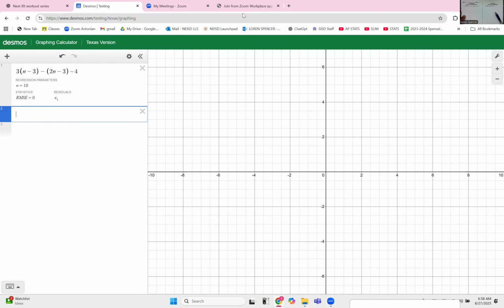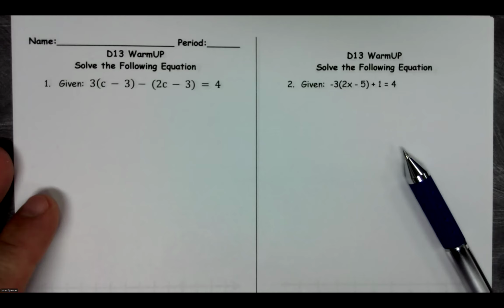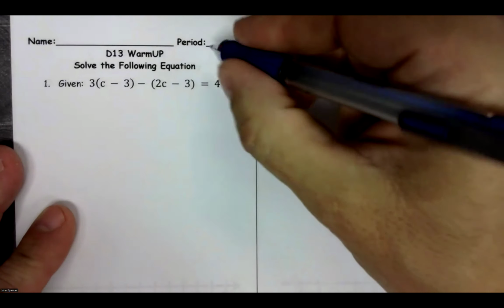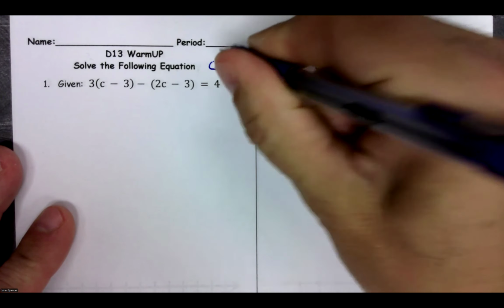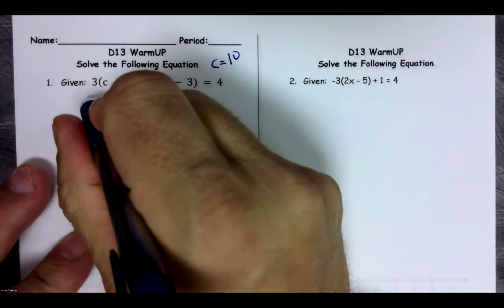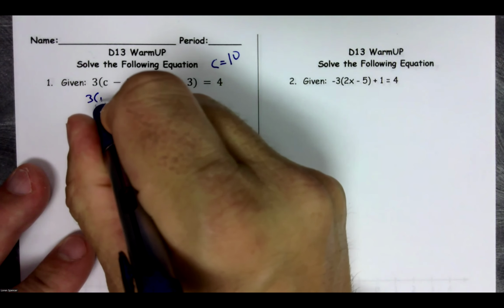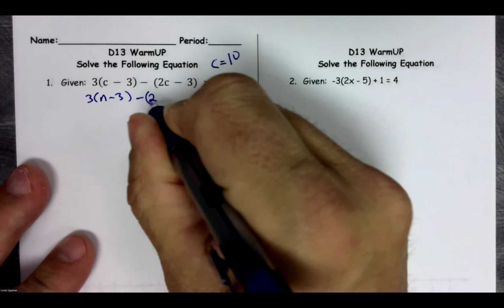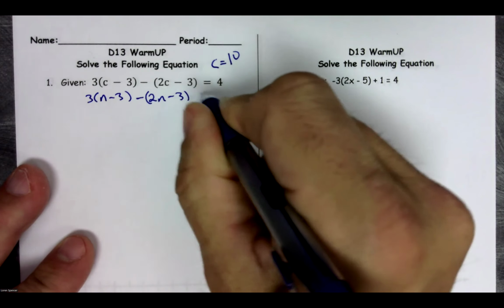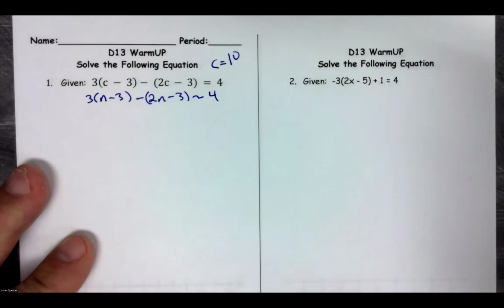All right, so I'm going to stop sharing on that and switch back. So we ended up getting n equals 10, which in our case is c equals 10. And just to remind us, I'm going to go ahead and write that down the way we just did it. 3 parenthesis n minus 3 minus parenthesis 2n minus 3 squiggle 4.